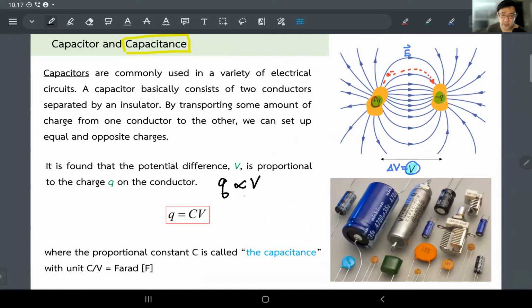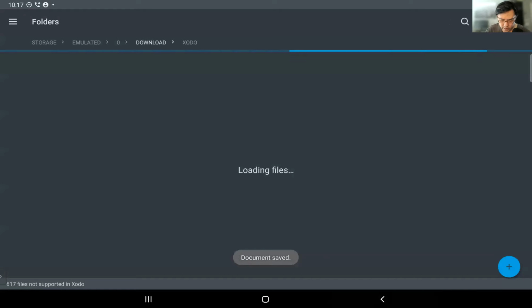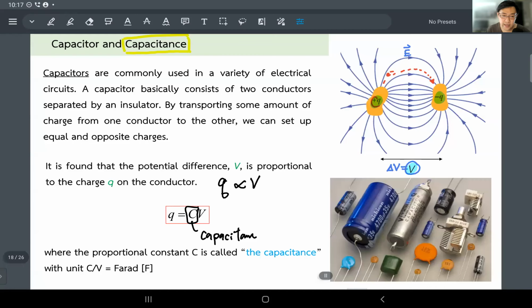We're going to turn this proportional relationship into an equation, so we need some constant there. And that constant, we're going to call the capacitance. Sounds good? It's as simple as that. And why is it so? The reason for calling this C your capacitance is just that if V is fixed, then the bigger the C, the bigger the Q. Does that make sense? So the C gives you an idea of how big the Q should be for one particular value of potential difference. So that's why we're going to name this capital C the capacitance.